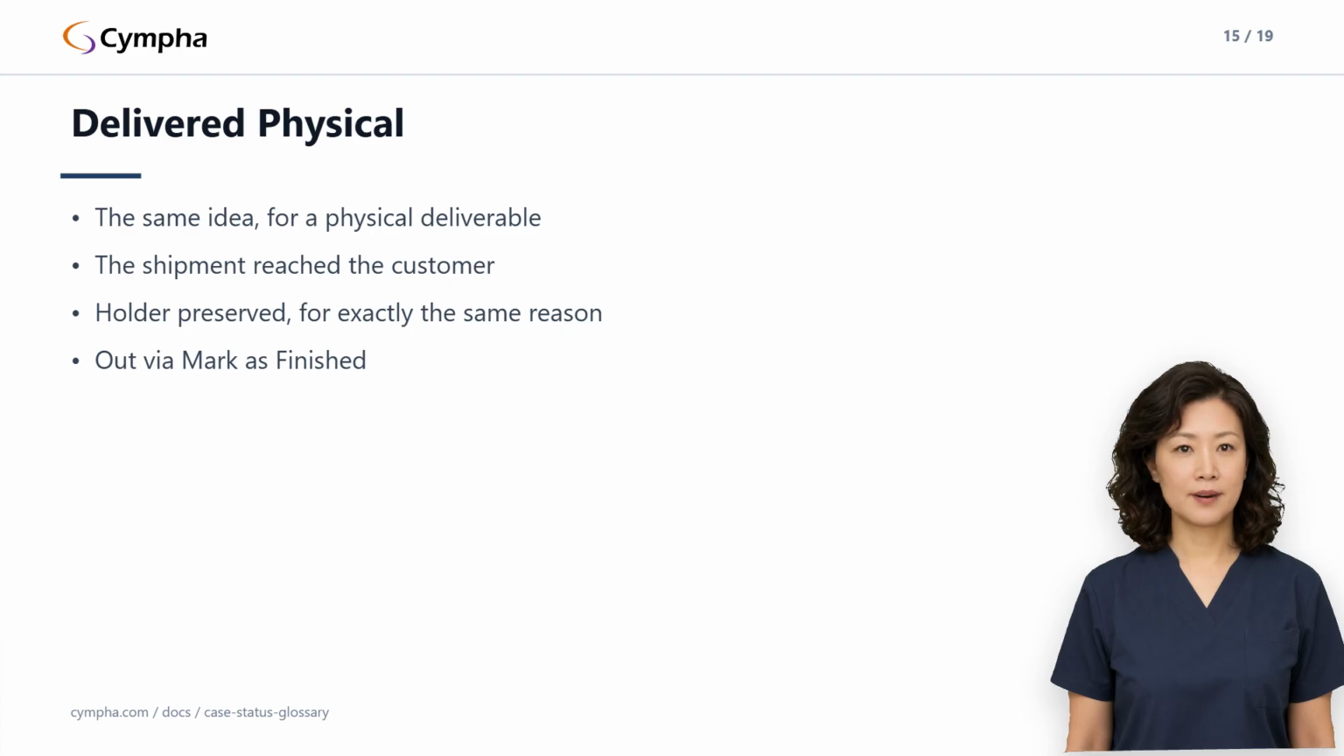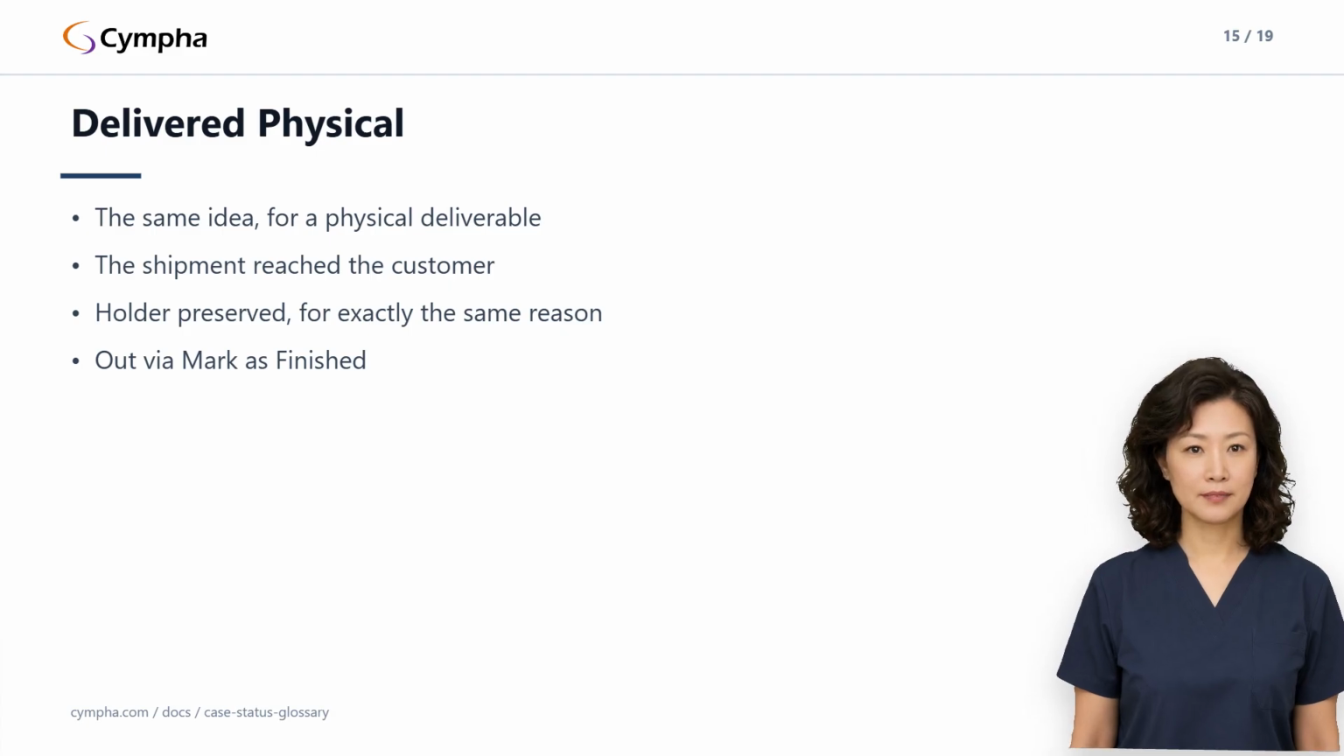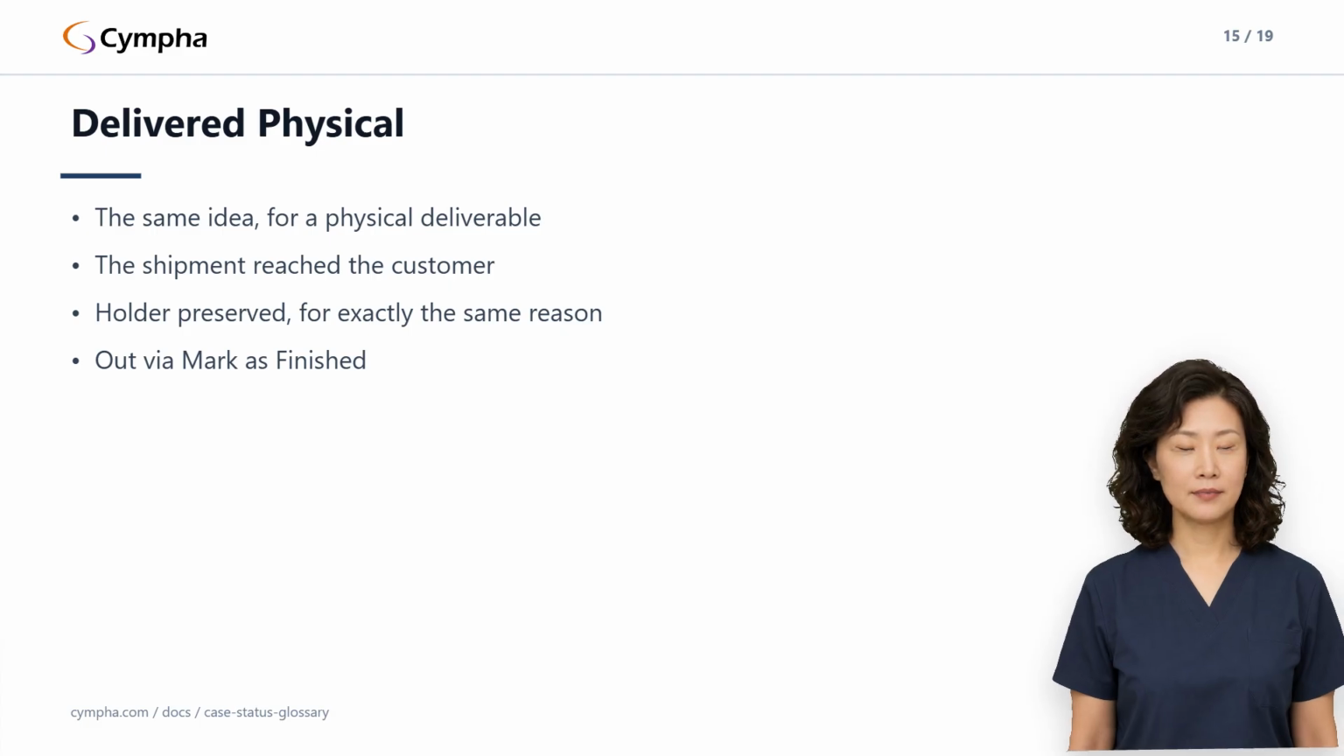So both delivered statuses behave identically once you're in them. The only difference is which track brought the case there, the manufacturing and shipping route, or the straight digital handoff. If you're scanning a queue, treat both the same way. These are cases that succeeded and are simply waiting for someone to say the conversation is over.